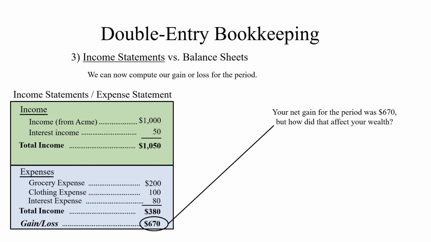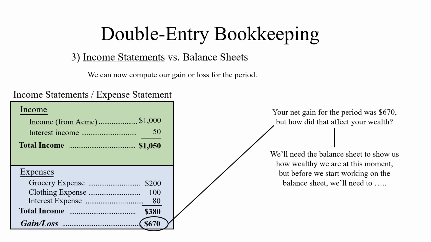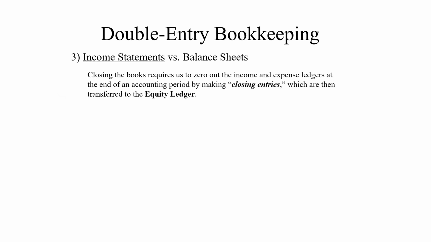But how did this net gain of $670 affect your wealth? We'll need the balance sheet to show us how wealthy we are at this very moment. But before we start working on the balance sheet, we'll need to close the books. Closing the books requires us to zero out the income and expense ledgers at the end of an accounting period by making closing entries, which are then transferred to the equity ledger.